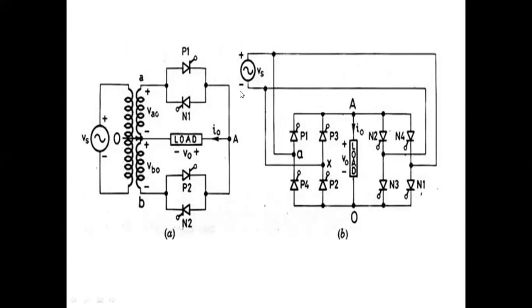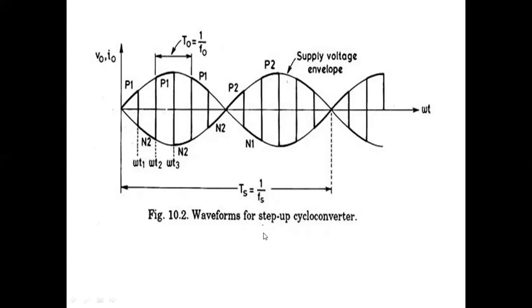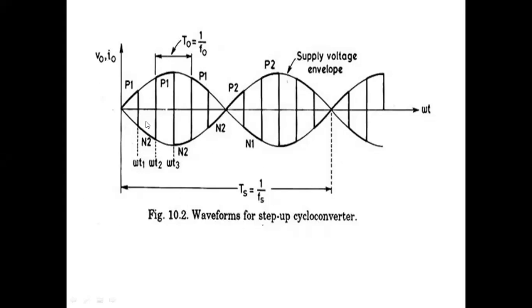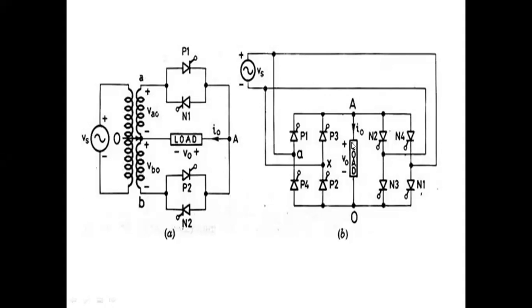Both are step-up cycloconverters. Now I have discussed one step-up cycloconverter. The waveform is also the same and the frequency is increased by 6 times. In bridge type, we have 2 thyristors on. Here P1, P2, N1, N2, and here P3, P4, N3, N4. Is it clear? The circuit and waveform? If you have any doubt in this circuit and waveform, you can ask me.